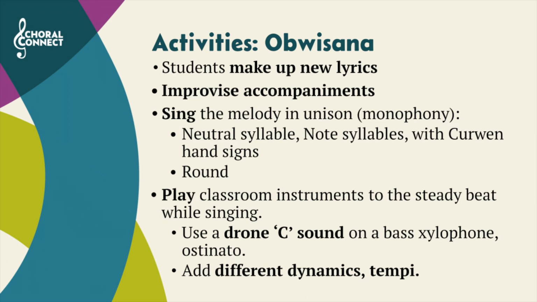Students can later on make up new lyrics to the song or improvise accompaniments. Sing the melody in unison, monophony, in a round. Play classroom instruments to the steady beat while singing. Use a drone C sound on a bass xylophone for ostinato. Add different dynamics and tempi. Use your imagination. Improvise. Ask the children for suggestions.